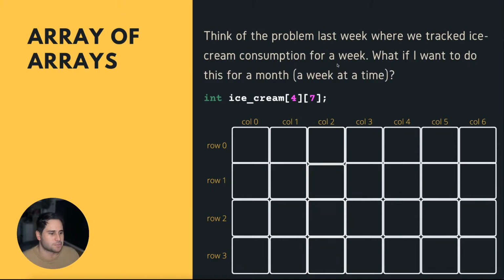Now, we never wrote this program last week, but I think we stored the temperature for each day in the array. So you could imagine with something like a month, where it's 1 week at a time, you could have something like this. 4 rows, 7 columns, for example. But really, I think a good example for an array of arrays is like a chessboard or something like that.